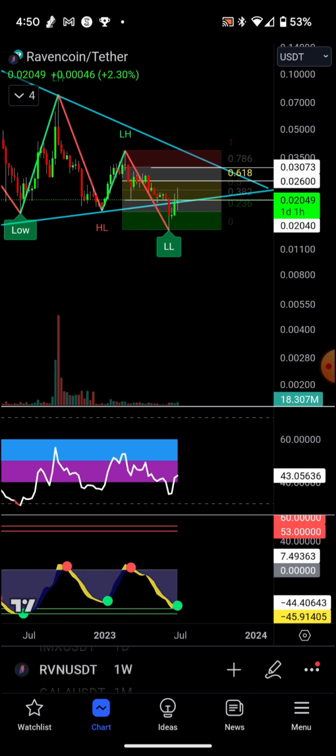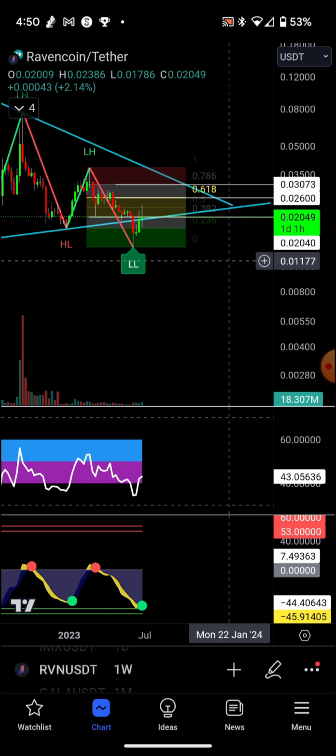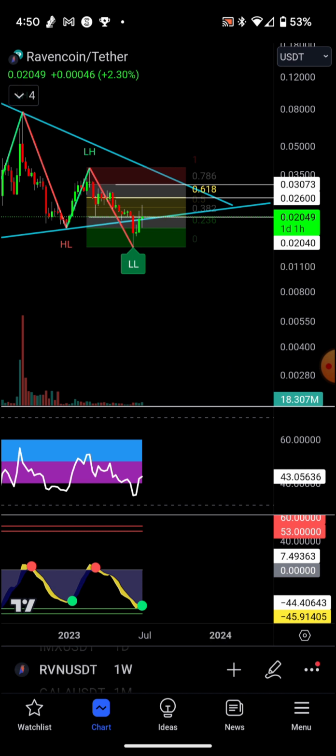Now, this triangle still has quite a ways. We still have all the way till the end of the triangle to get the breakout, which brings us all the way to January of 2024. And so let's just keep our eyes on the volume and see what happens.